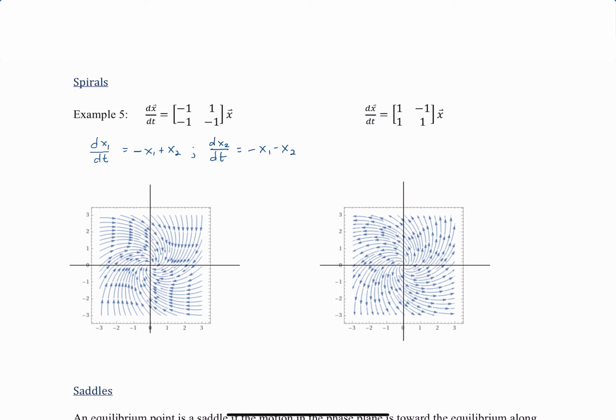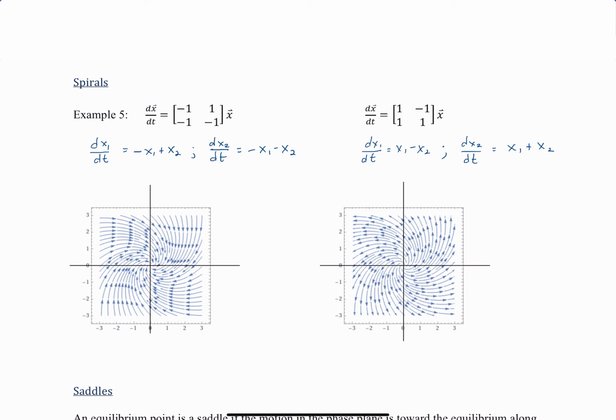Similarly, for this other one, the matrix equation is shorthand for the system of differential equations dx1/dt equals x1 minus x2 and dx2/dt equals x1 plus x2. So over at Wolfram Alpha, I entered x minus y for the first equation and x plus y for the second equation. And I went over in detail how to do that in an earlier video. So if you don't remember, you can go back and watch that.